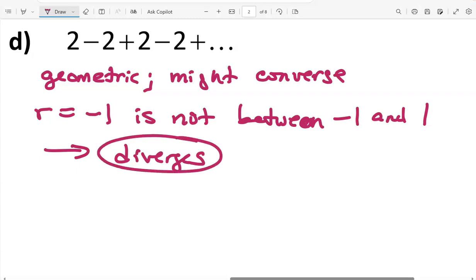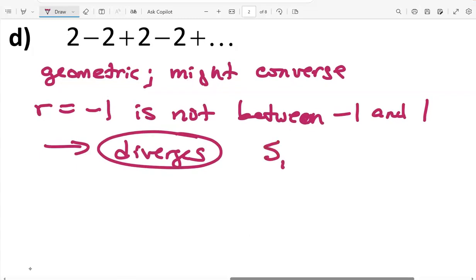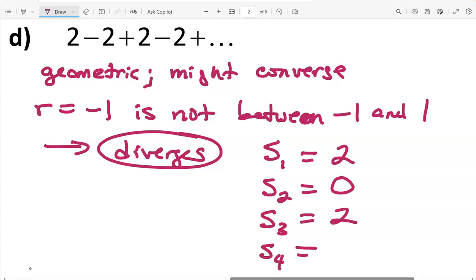And if we want to get a better feel for why it diverges, let's find some partial sums. The sum of one term is 2, the first term. The sum of two terms is 2 minus 2, which is 0. The sum of three terms is 2 minus 2 plus 2, which is 2. And the sum of four terms is 2 minus 2 plus 2 minus 2, which is 0. And you'll notice that the partial sums will in fact just bounce between 2 and 0 and not approach a particular value. So that kind of illustrates why we don't include -1 in the values of r that will give us a convergent geometric series.